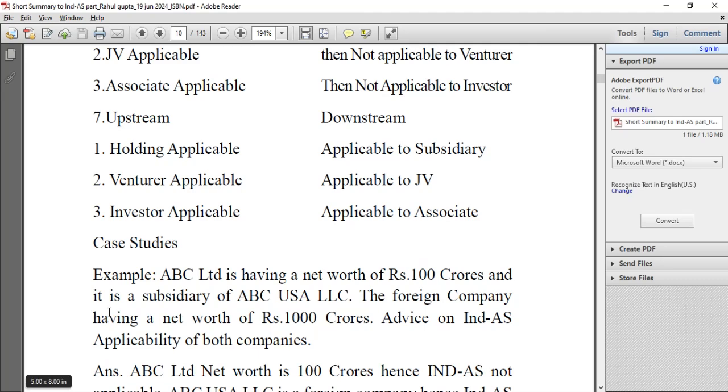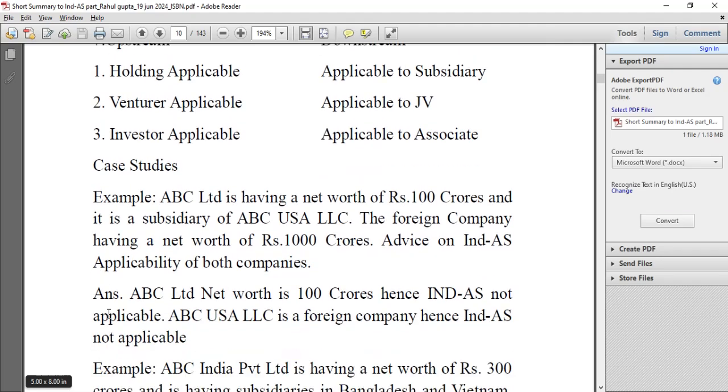ABC has a net worth of 100 crores and it is a subsidiary of ABC USA LLC, a foreign company having a net worth of 1000 crore. Advice on India's applicability: ABC Limited's net worth is 100 crores, hence Ind-AS is not applicable. ABC USA LLC is a foreign company, hence Ind-AS is not applicable.